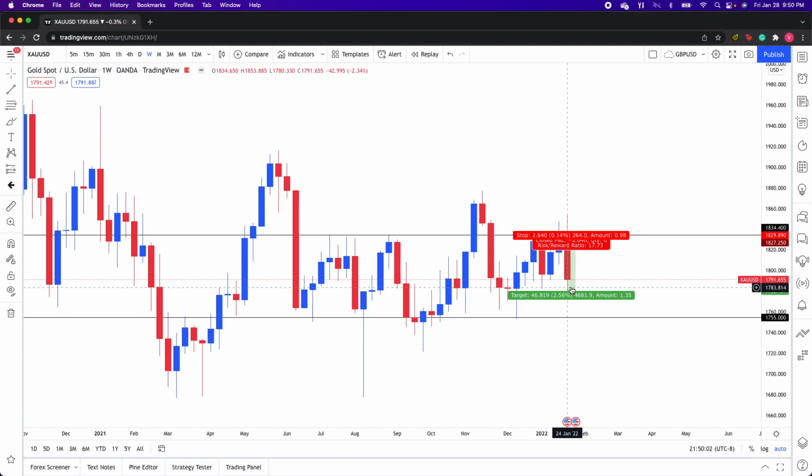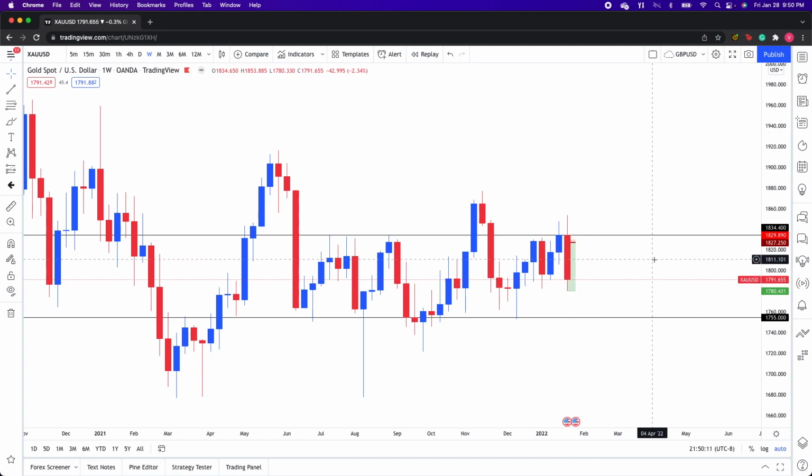Have about a 468 pip trade running on gold, and I took this about 3 days ago when interest rates came out. So let's go ahead and do an entire technical breakdown. Start off with the weekly time frame.